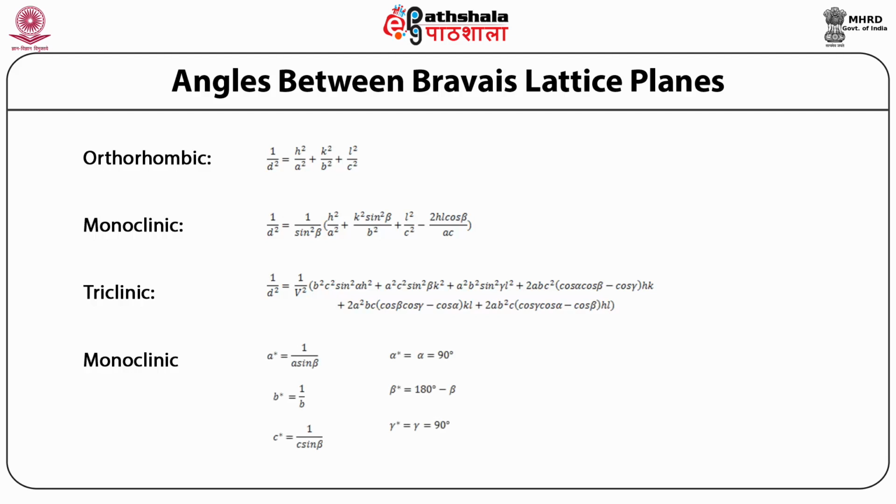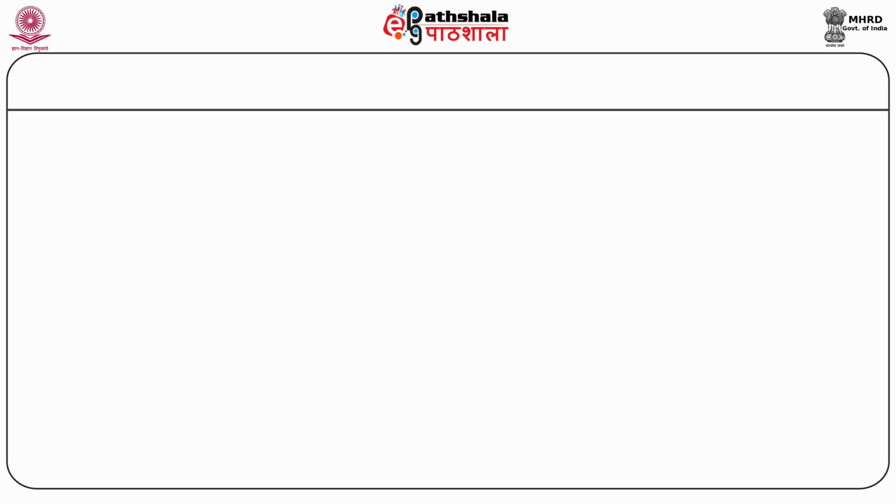In the monoclinic system, it takes simple values. A star is simply 1 by A sin beta, B star is 1 by B, C star is 1 by C sin beta, alpha star equals alpha equal to 90 degrees, beta star equal to 180 degrees minus beta, and gamma star equals gamma equals 90 degrees.